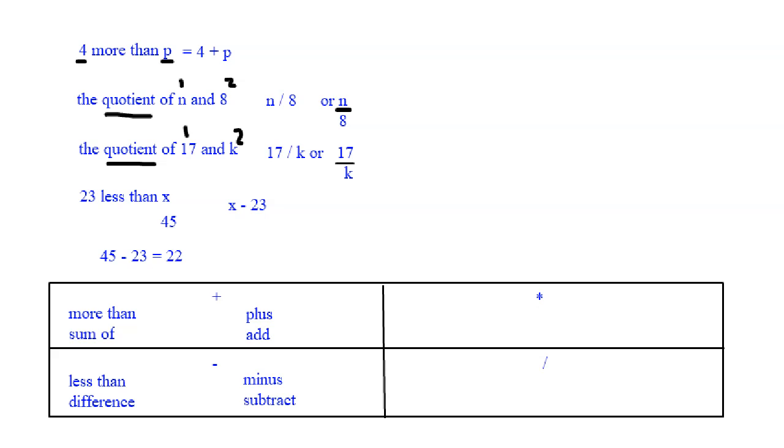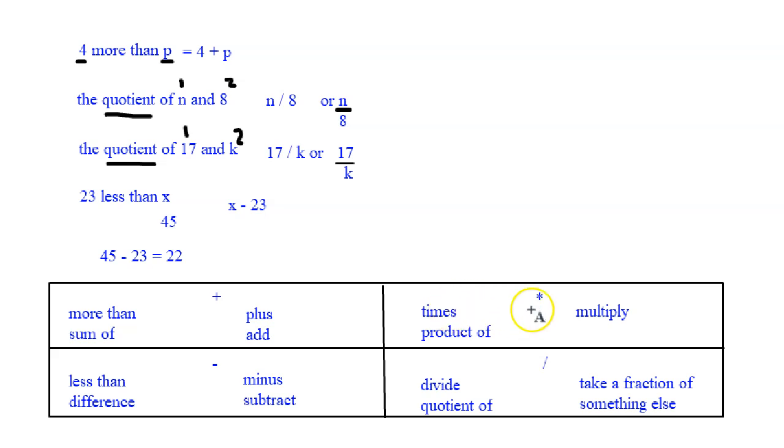Okay, those are the 4 big ones that really come up and let you know, okay, we're dealing with something that's different from other things and is a specific operation in itself. Okay, now let's check times and divide. Hopefully you came up with these ones right here. For multiplication, we have times, product of, multiply.